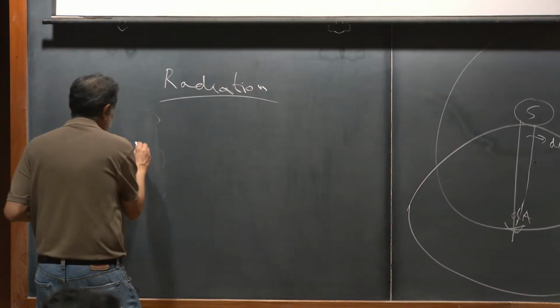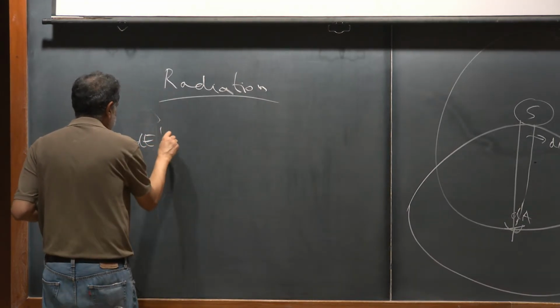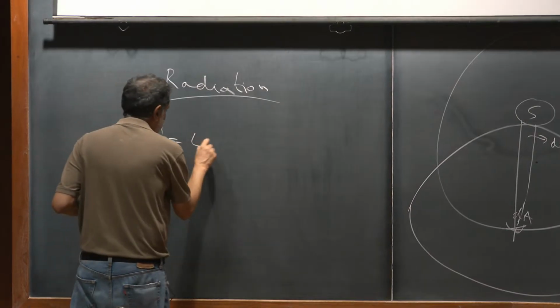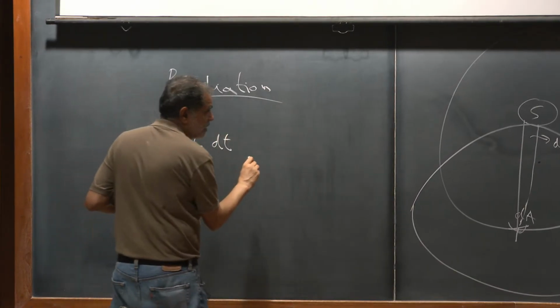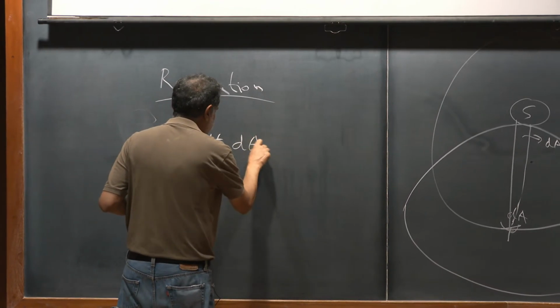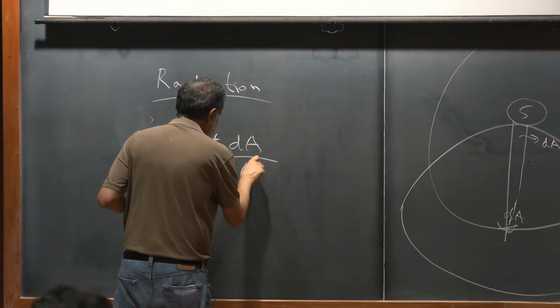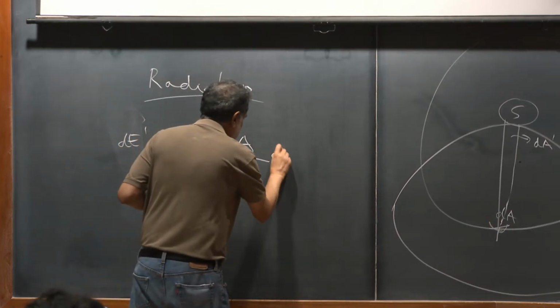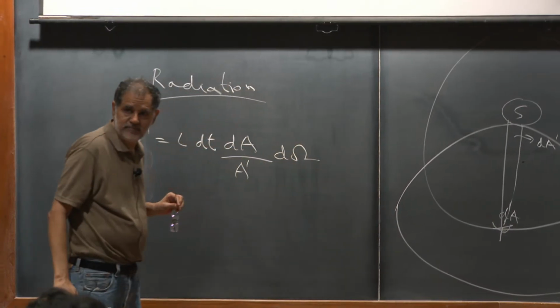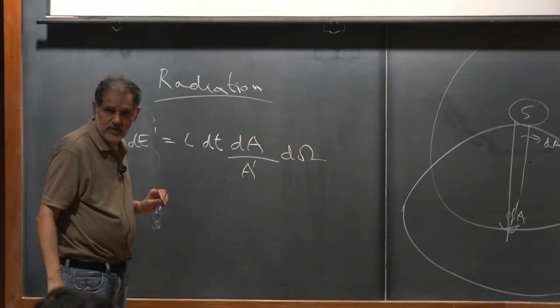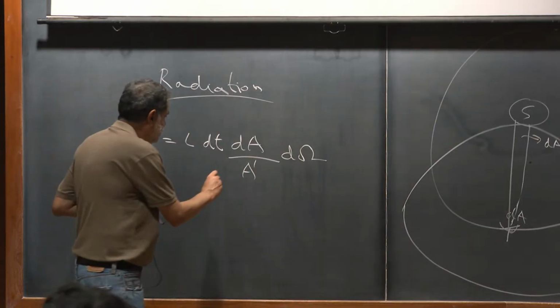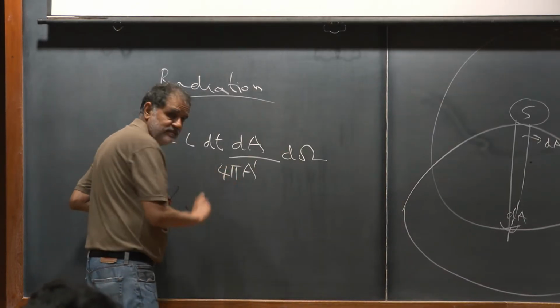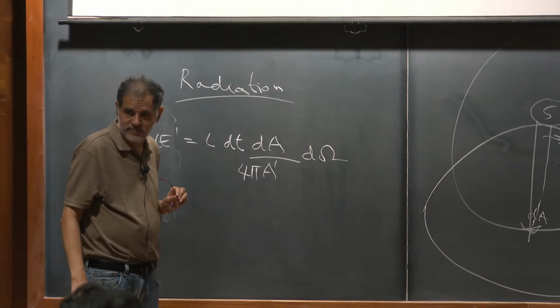So now I'll rewrite this quantity. Let me call it dE prime, which is L dt dA, which is the area of the telescope, divided by A prime, which is the area of the source from which I would have intercepted light, d omega. Fine? Correct? 4 pi, and there is a 4 pi in the denominator. Correct? 4 pi is also there.